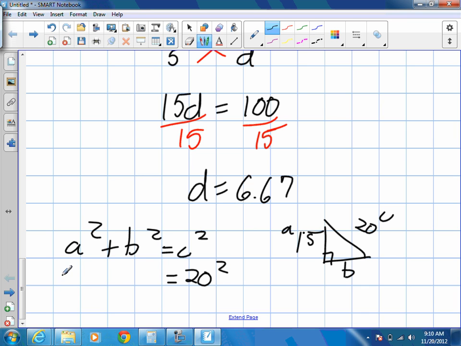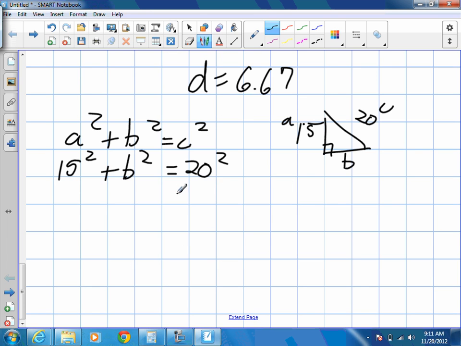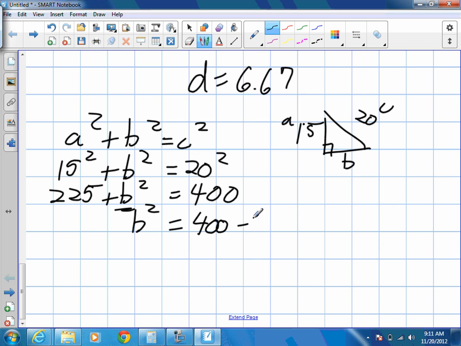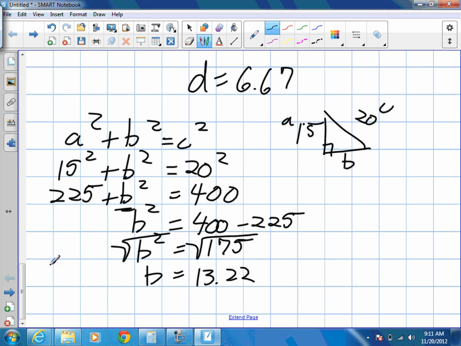20 squared, 15 squared, anyone know off the top of their head? It's 225? Okay. 225. I need to isolate for B, so I bring 225 to the other side of the equation. We get 400 minus 225, which is 175, I think. And then we need to square root it. I don't know that. It's 13 point something. 13.22. Perfect.